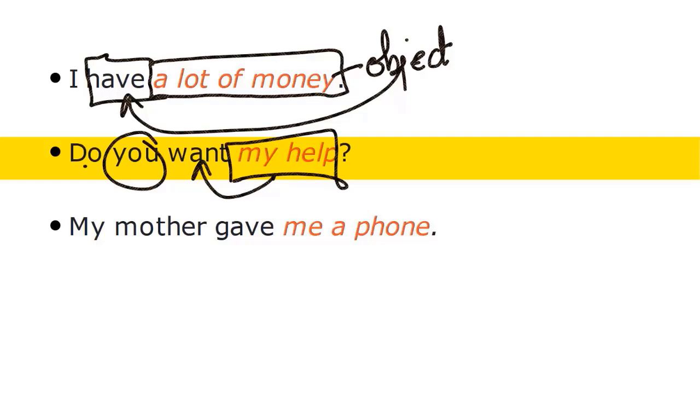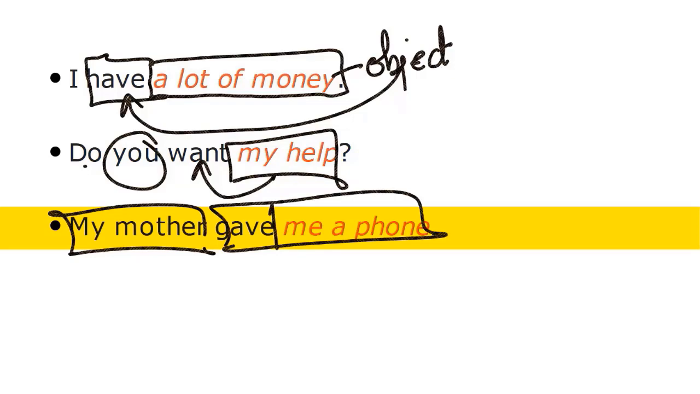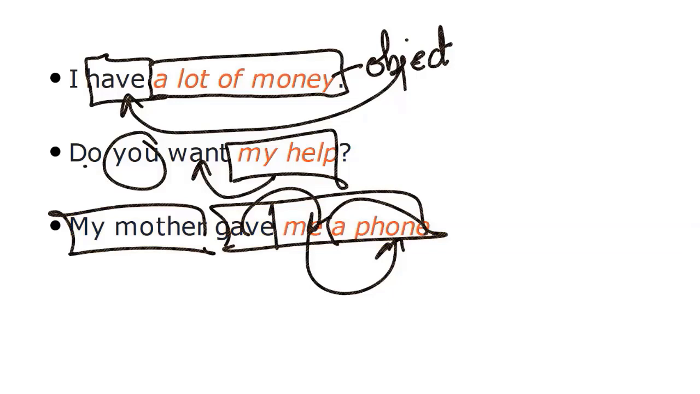Another example, my mother gave me a phone. My mother, subject, gave me a phone, predicate. Gave what? A phone. To whom? Me. Gave me what? A phone, right? My mother gave what? Without the direct and indirect object, the sentence does not have a grammatical meaning. It doesn't look complete, right? It's incomplete. My mother gave me a phone. All right. So this is how objects are a part of the predicate, and this is what they do.